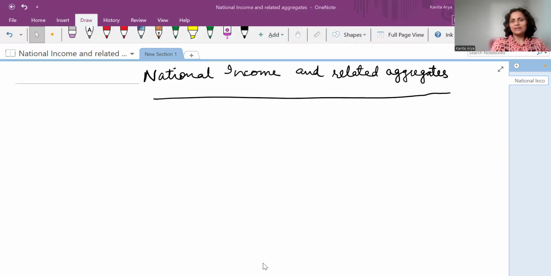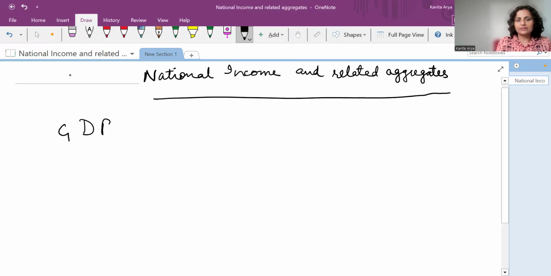When I say national income and related aggregates, let's go step by step. Whenever we say which is the developed country, what about the income of that country? Which income aggregate is very often talked about? We say GDP. Yes, GDP. But at the same time, GDP stands for gross domestic product.